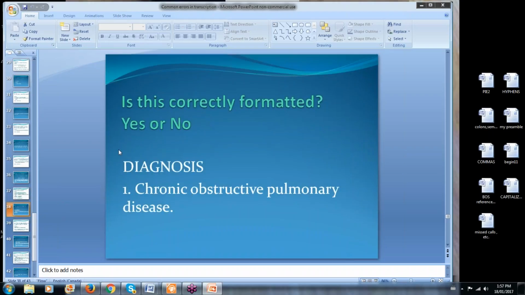Okay, is this correctly formatted? Yes or no? Diagnosis: 1. Chronic obstructive pulmonary disease. Who thinks that's correct?